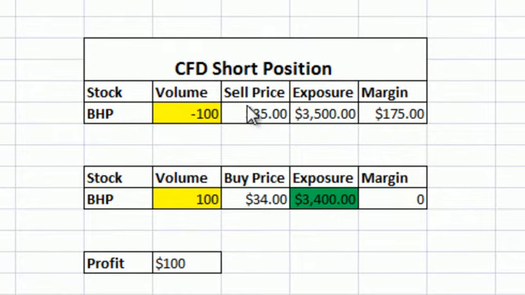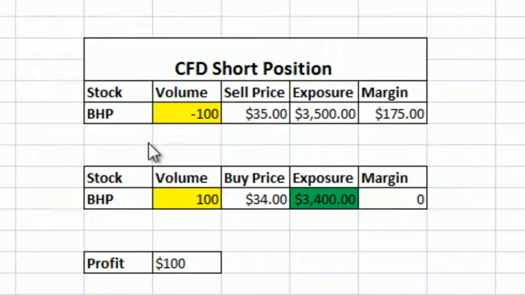Now in this case it's exactly the same as a normal trade. So let's say BHP was trading at $35, that's where we'd sell it at. Our exposure is exactly the same as if we bought. It's $3,500, obviously 100 BHP at $35. And the margining works exactly the same. So if BHP was on a 5% margin, we'd have to outlay $175 to take the position.